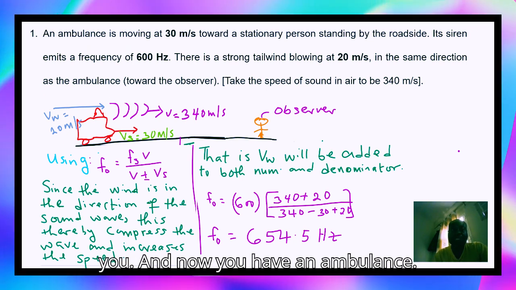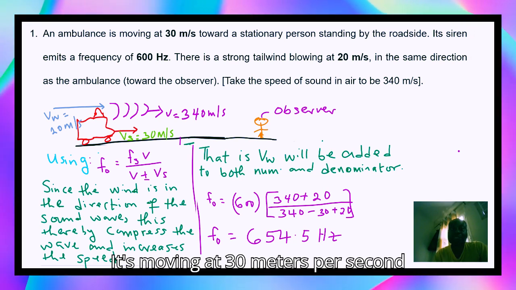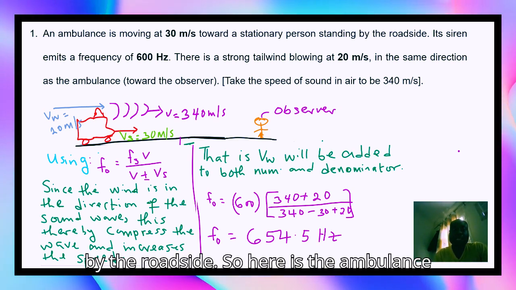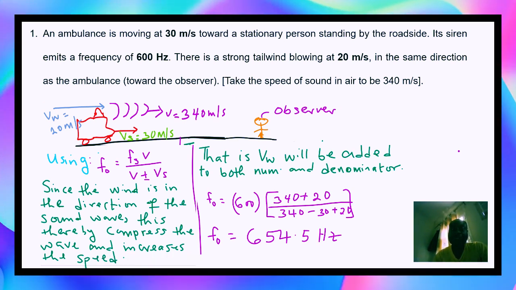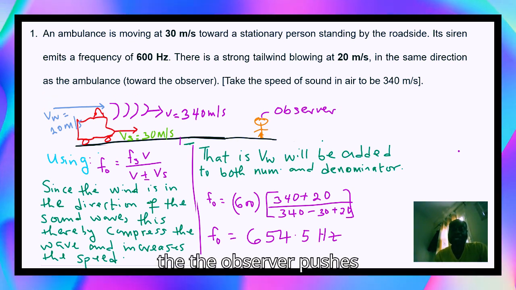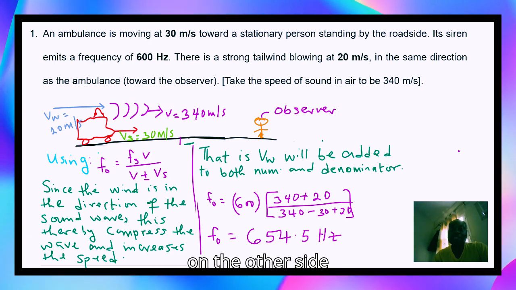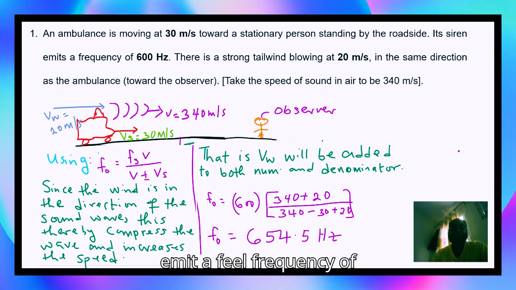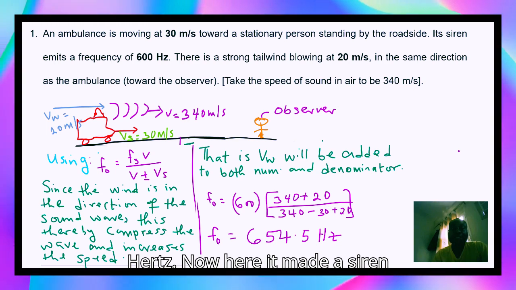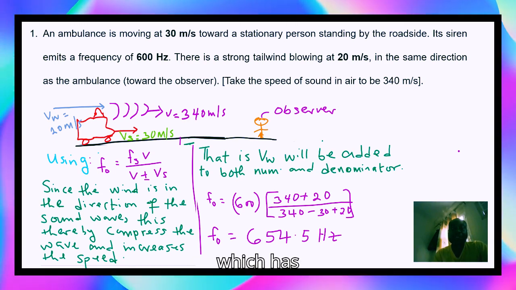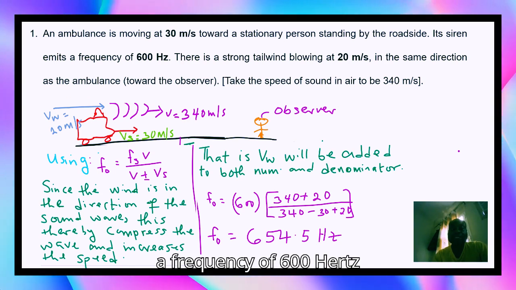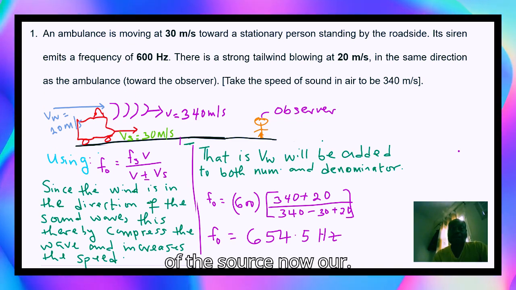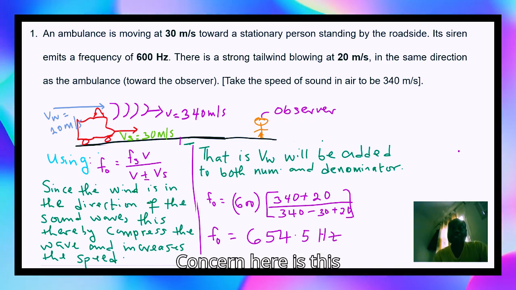Now you have an ambulance moving at 30 meters per second towards a stationary person standing by the roadside. So here is the ambulance on the road, and we can have the observer on the other side of the road. Its siren emits a frequency of 600 Hz. That is our frequency of the source.